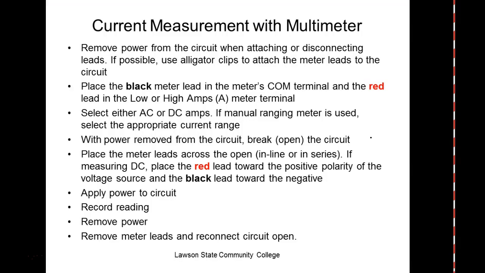So it says make sure you select AC or DC. If it's a manual range meter, make sure you select the proper range. If it's an auto range meter, you need to make sure that the wire's in the right shunt, right? So if you put it across the 100 milliamp or across the milliamp shunt, and then you put 10 amps through it, it's going to blow a fuse.